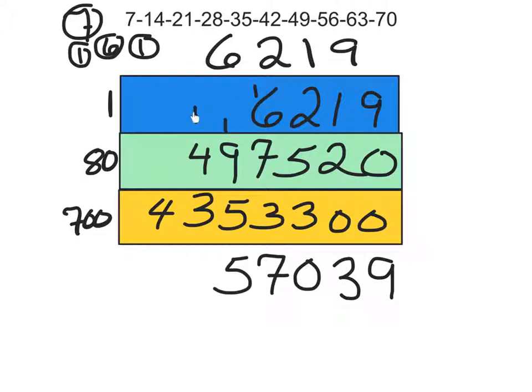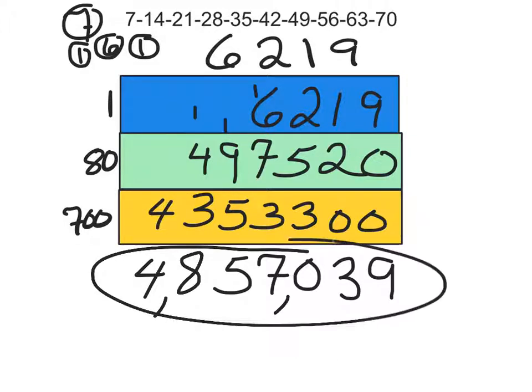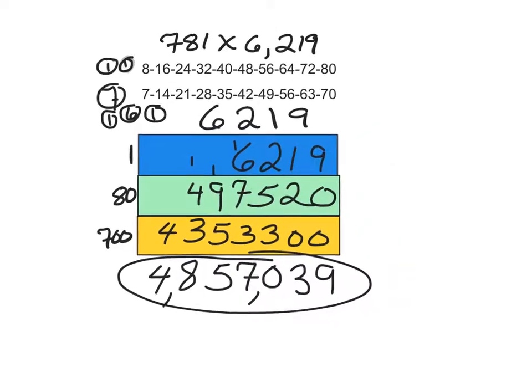And now I've got 1 and 3 is 4, plus 4 is 8. Drop that 8, and drop that last 4. And there you have it, my friends. Your answer, 4,857,039 is your answer. I gotta love that, my friends.